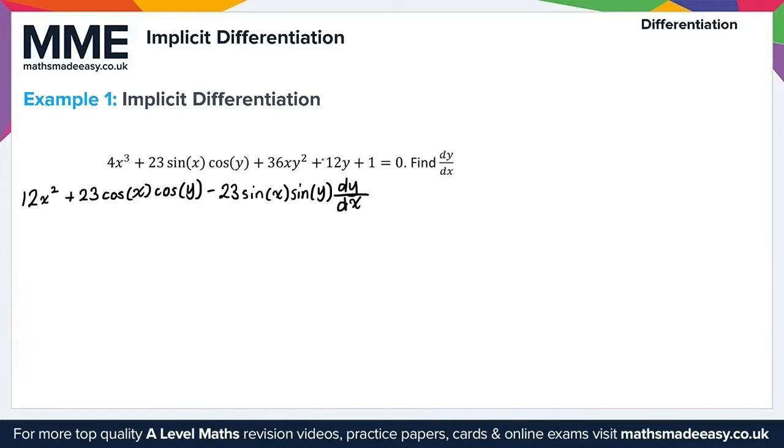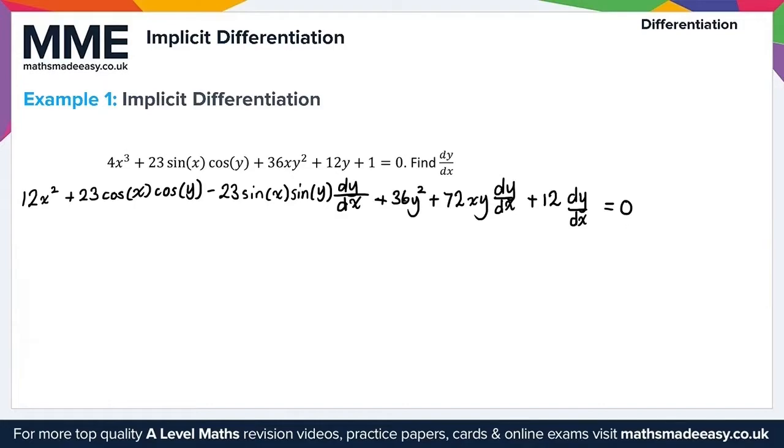For this 36xy squared here, again, we require the product rule. So what would this give us here? That would give us plus 36y squared plus 72xy, and again, we times this by dy by dx. Finally, for the plus 12y here, if we differentiate that, that would be plus 12, and we just need to times it by dy by dx. Clearly the 1 here would just differentiate to 0, it's just a constant. So this is all equal to 0.